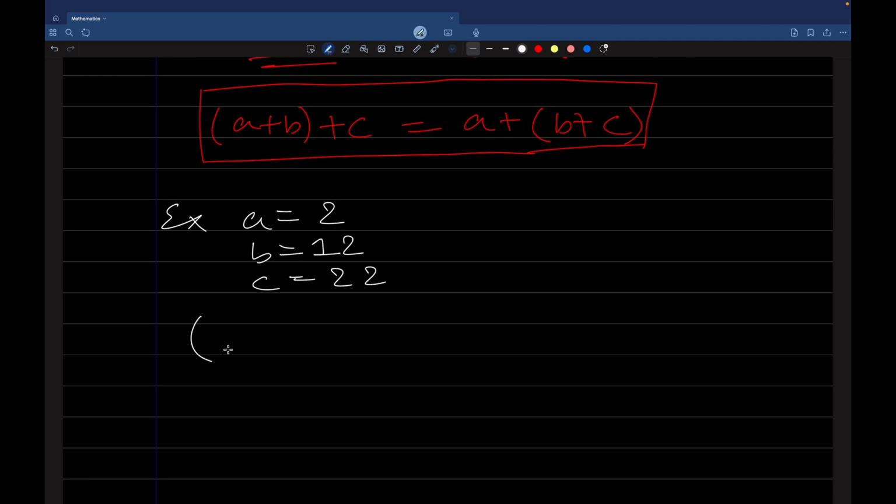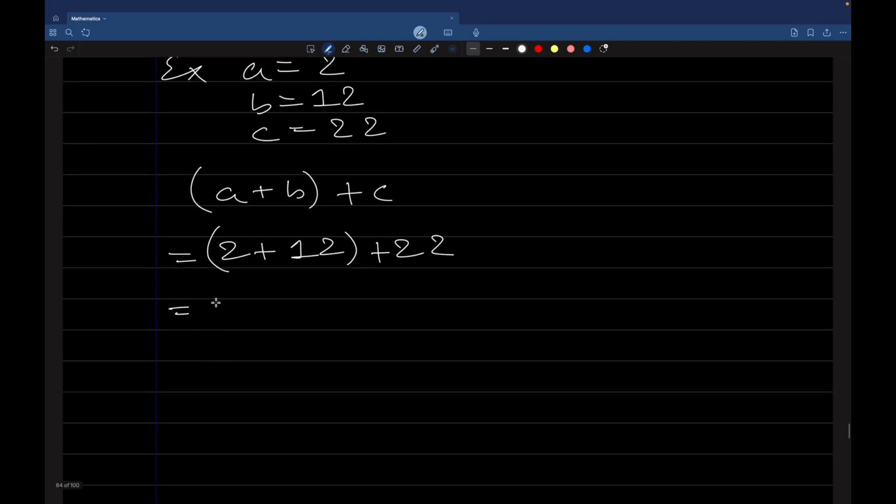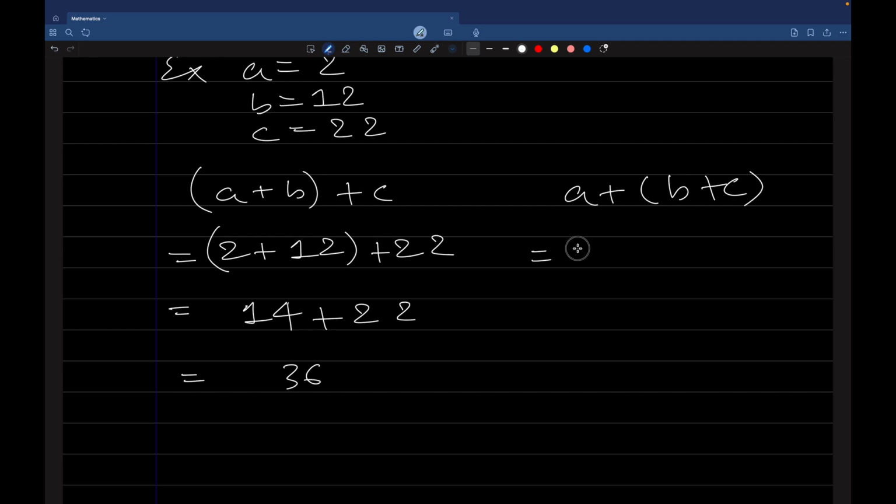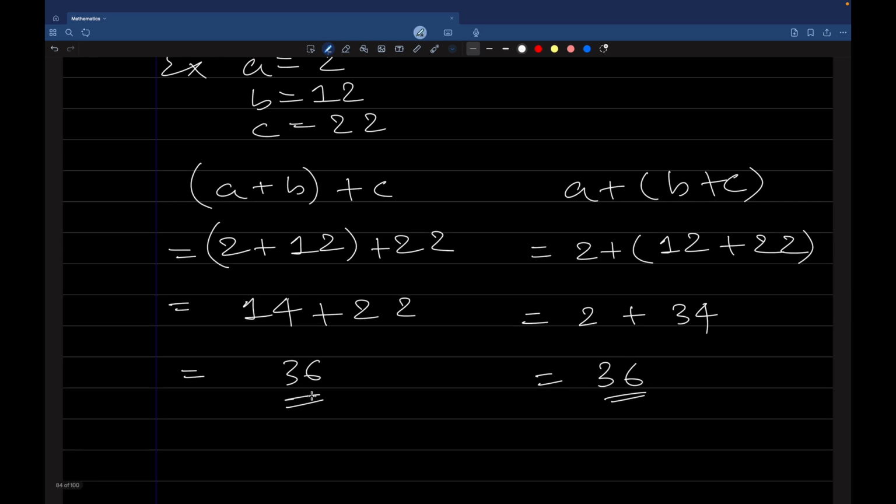A + (B + C) equals 2 + (12 + 22) equals 2 plus 34 equals 36. If I do (A + B) + C, that is 2 + 12 is 14, plus 22 equals 36. We got LHS equals RHS.